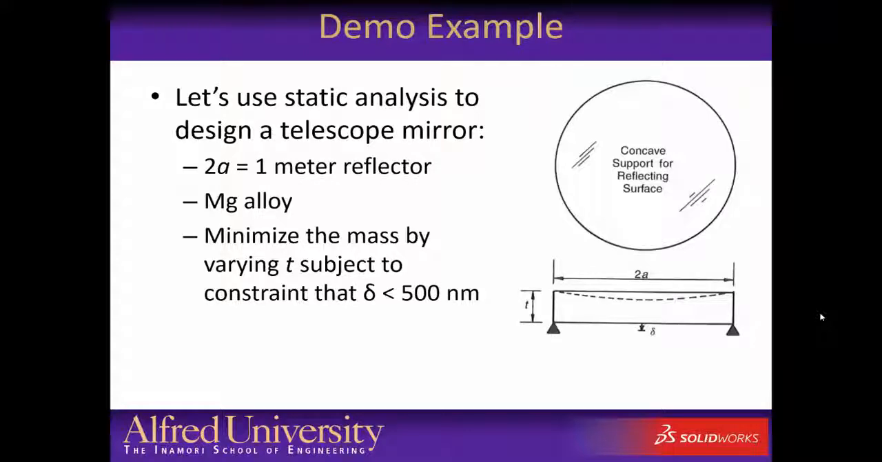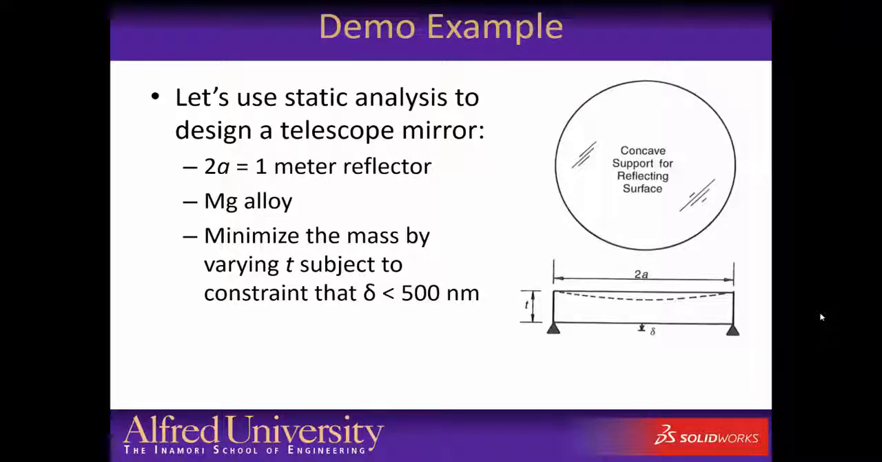Let's provide an example of the use of static analysis, in this case to design a telescope mirror. On the right-hand side, you see a diagram, a schematic, that shows a simple telescope mirror. It's a circular disc with a diameter of 2A and a thickness T. This telescope mirror is simply supported along the periphery of its bottom edge. A simple support merely means that those points in contact with that support are not allowed to translate in any direction. They are effectively fixed. All other points are allowed to deflect normally.